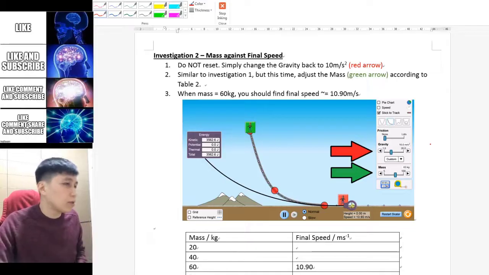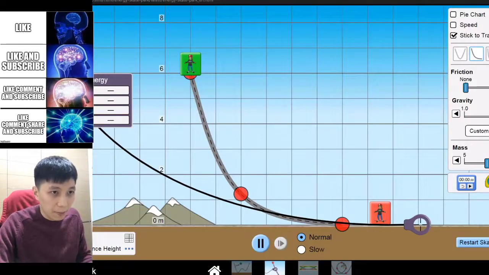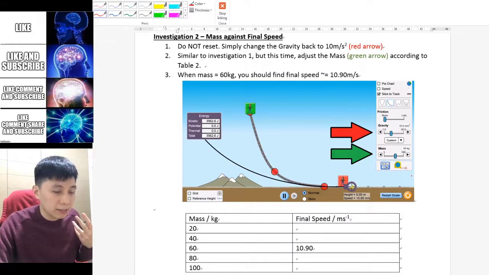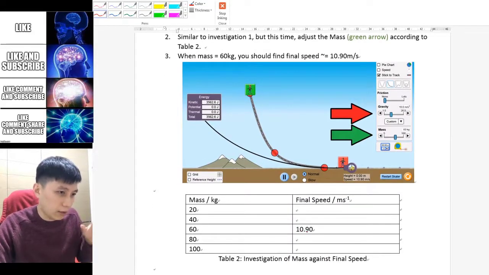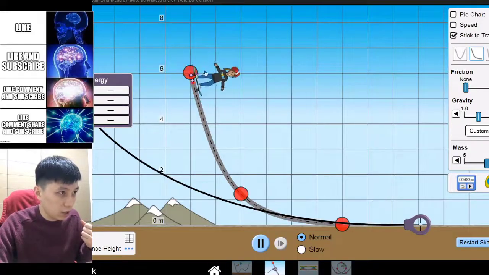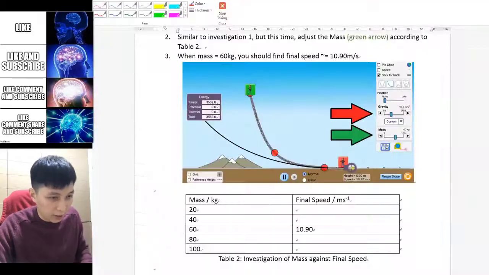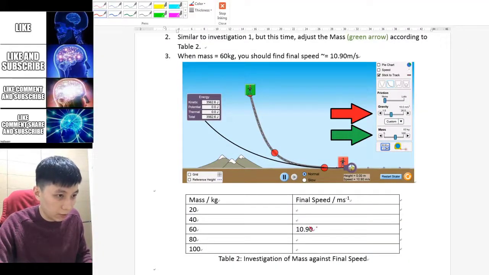Part 2, study the mass against the final speed. So without resetting, simply change the gravity back to 10, because that is mimicking the Earth, and then change the mass according to table 2. So without changing, it would be 60, and it should give you around 10.9. So let's try. Okay, and yes, 10.93.